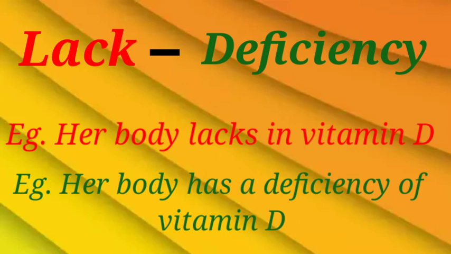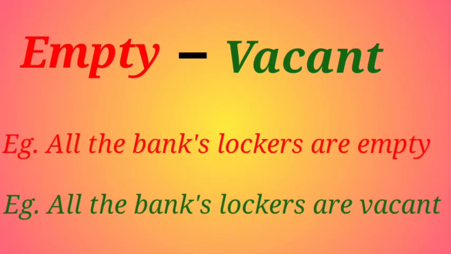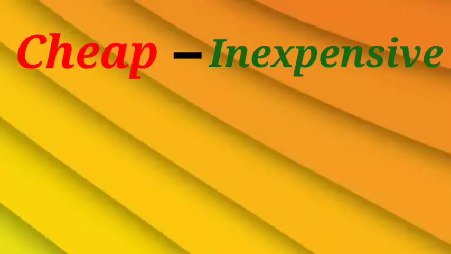Lack is the informal version of deficiency. Example, her body lacks in vitamin D. Can be formally written as her body has a deficiency of vitamin D. Use vacant instead of empty. Example, all the bank's lockers are empty. All the bank's lockers are vacant. Vacant is the formal version of empty.